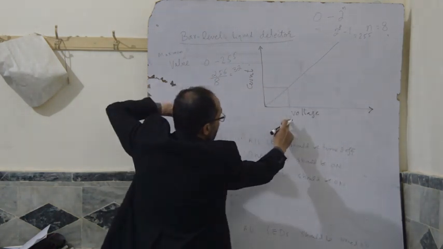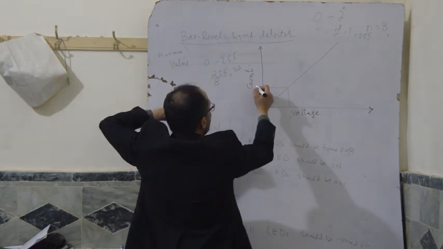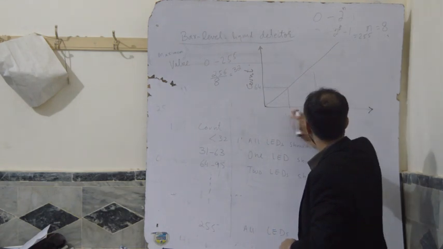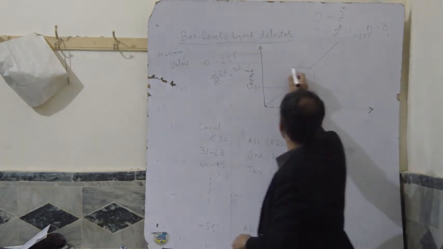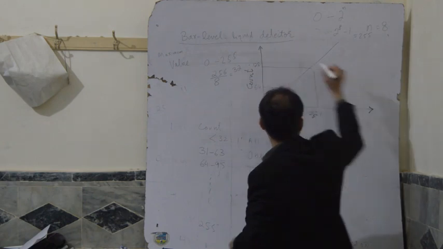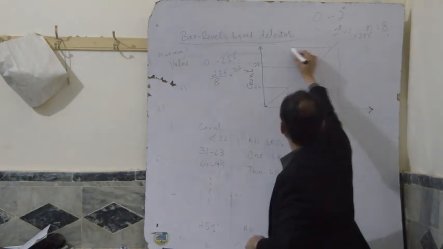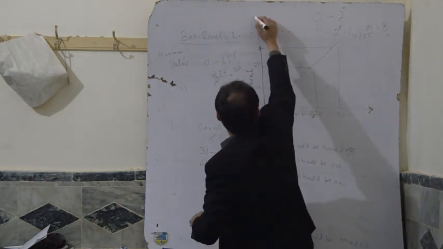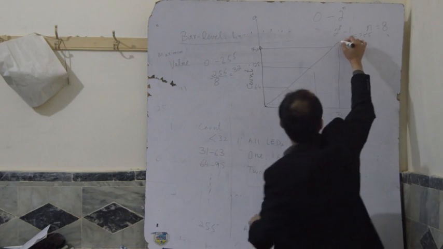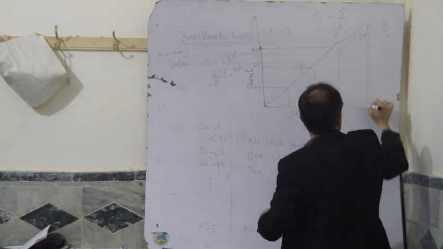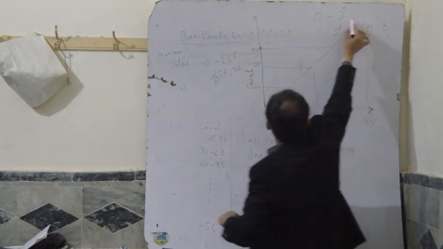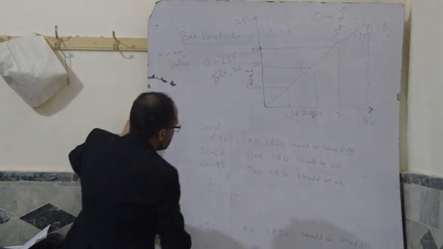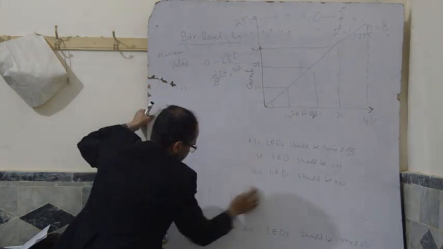So we have a one-to-one correspondence. If the voltage is 1 volt, the count will be equal to 64. If the voltage is 2 volt, the count will be 128. If the voltage is 3 volt, the count will be 192, and if it reaches the maximum value, that is 4 volt, the count will be 255.